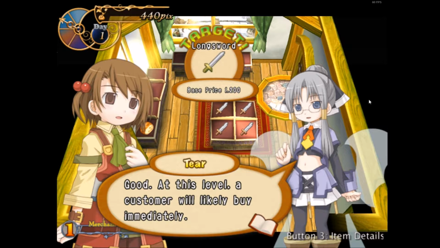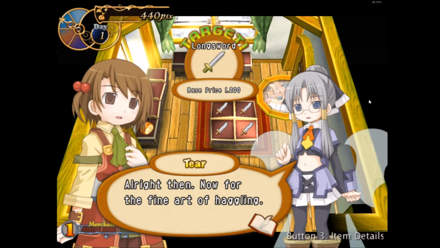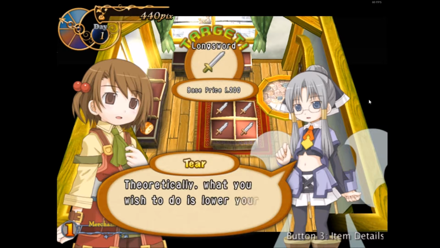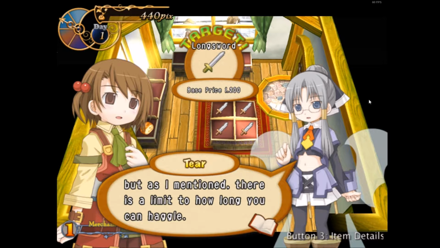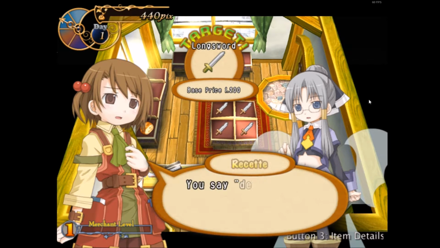Good. At this level, a customer will likely buy immediately. Alright then, now for the fine art of haggling. Theoretically, what you wish to do is lower your price slowly. But as I mentioned, there is a limit to how long you can haggle. The idea is to deduce the customer's desired price and go from there.